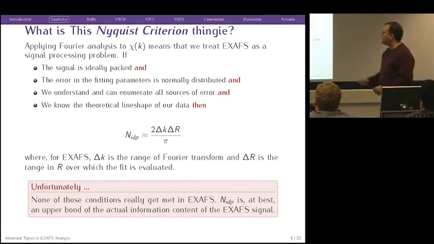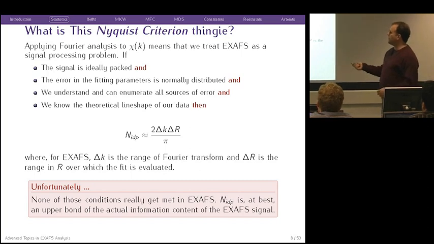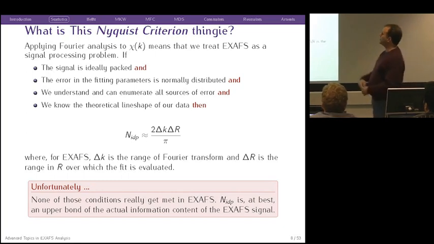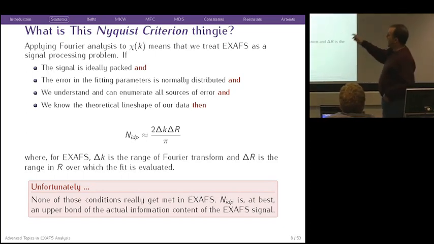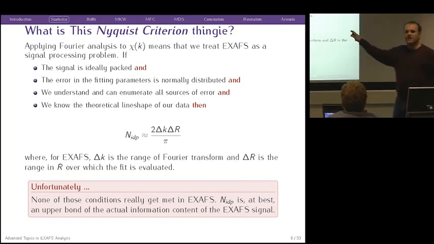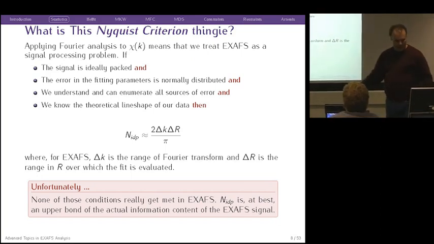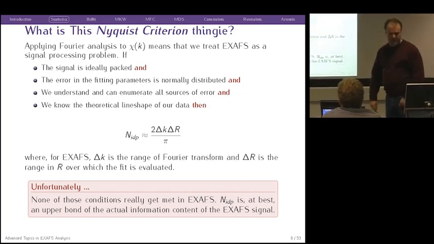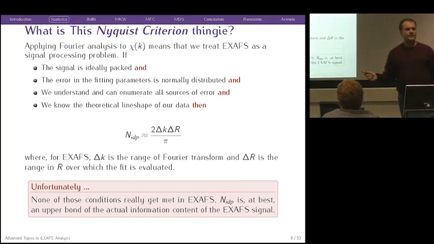So, to understand the validity of this equation, we have to examine these 4 points. Let's think about those and see how many of those 4 points are actually true in a typical x-axis measurement. I'm just going to tell you the answer. The answer is none of them are true in an x-axis measurement.